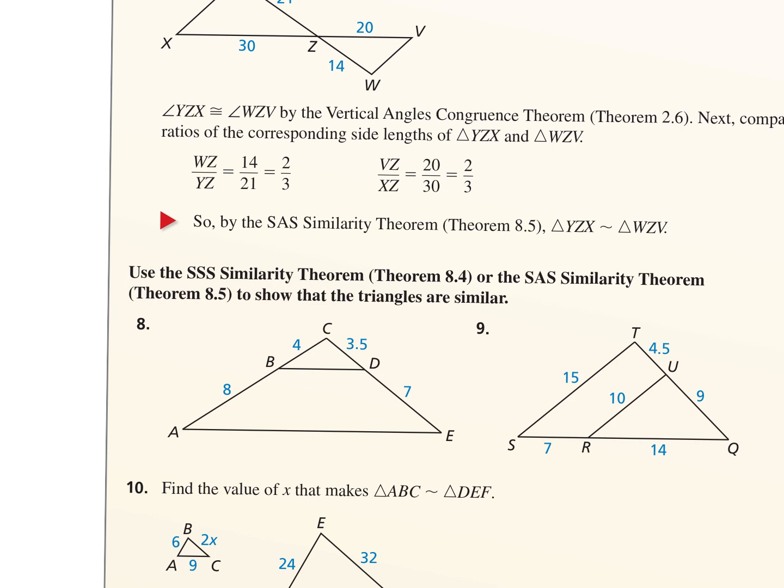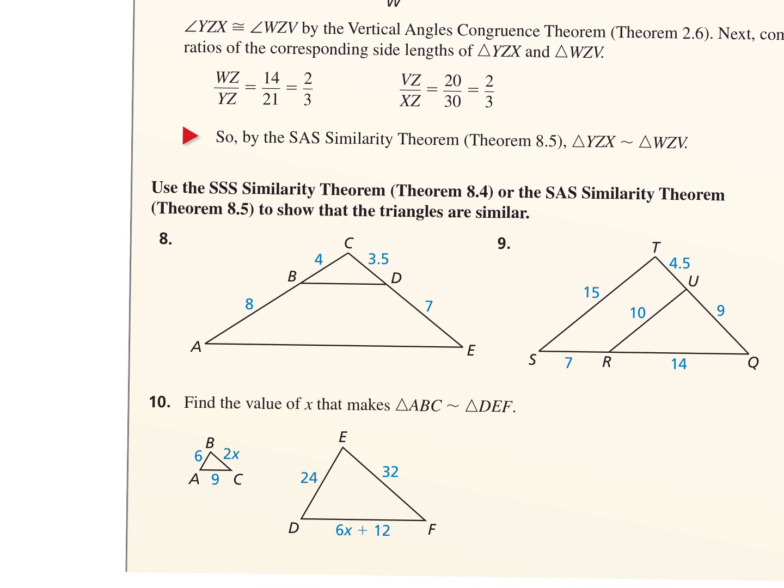Now, if you're going to use side angle side, again, you're going to do the same thing. However, you need to find the included angle to be congruent. And in this picture, the included angle is the vertical. And again, match the smallest number of this triangle with the smallest number from here. So the smallest number here is 21, and it's going to match with the 14. So they did 14 over 21, 2 to 3.